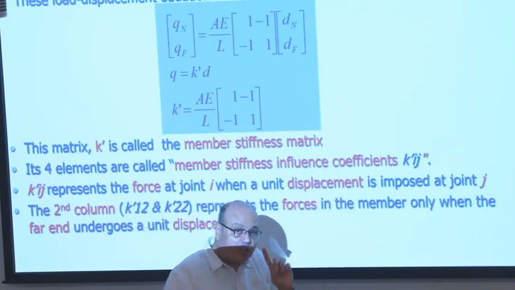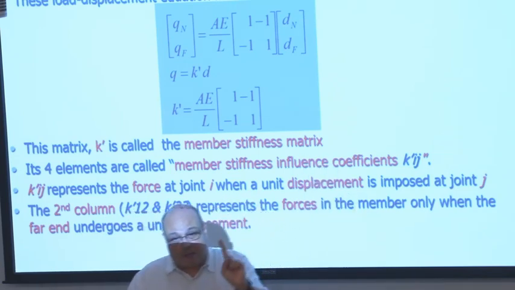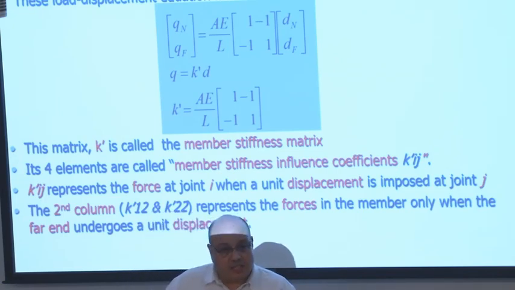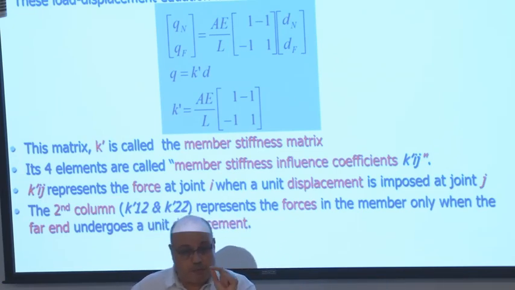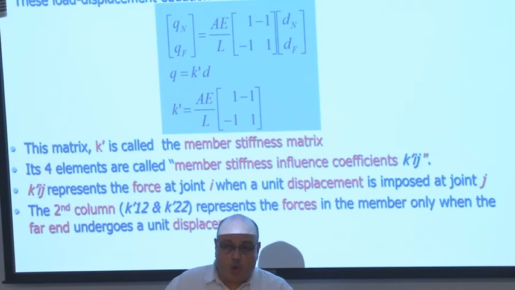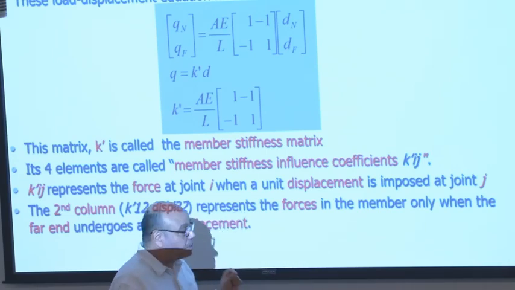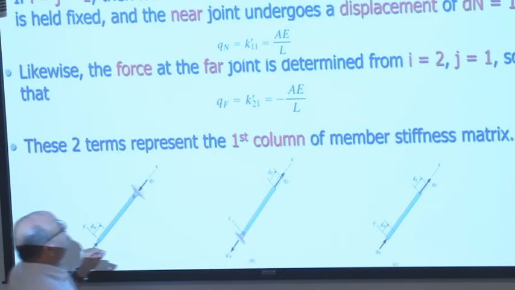With that, we are done with the first step. What is the first step? Identifying the stiffness matrix of a truss member in the local coordinate system, which is x prime and y prime.